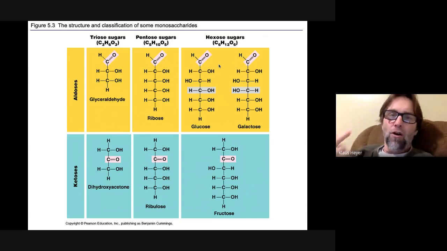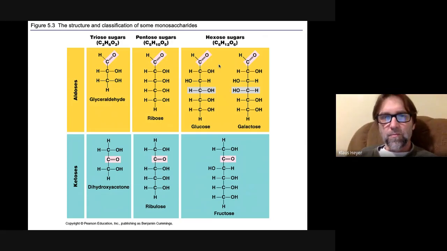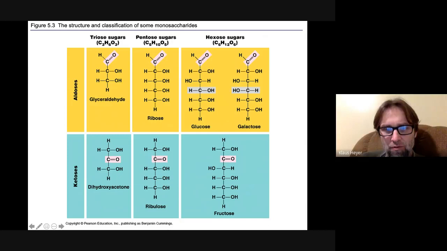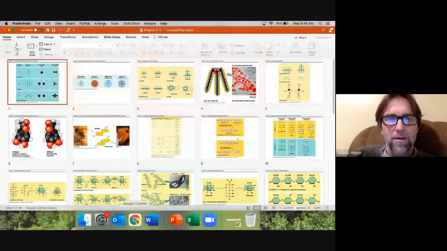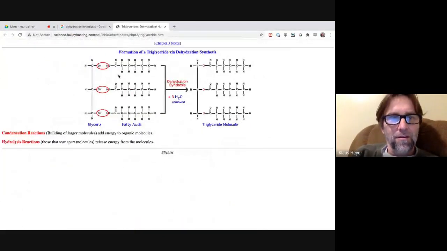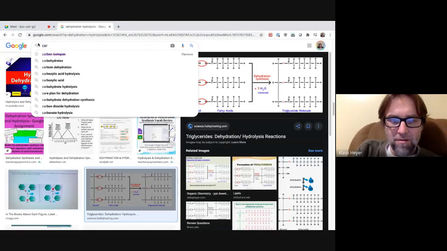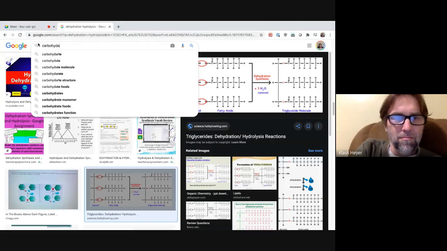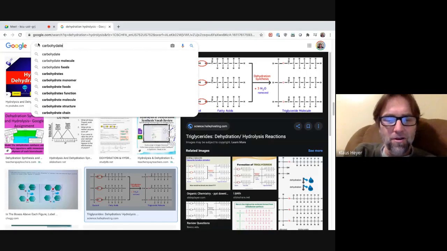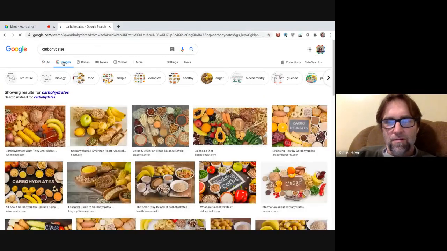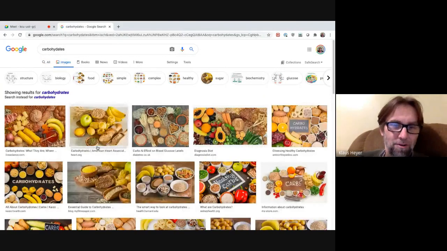So we're going to talk about carbs first. Carbohydrates. In fact, I'm going to pull away from this slide for a second. Even though I'm going to have to go back now, let me see if I can find something better on the internet. I'm just going to type in carbohydrates. Oh, well, these are carbs, okay?